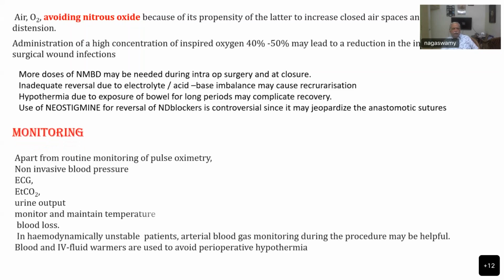Coming to monitoring, apart from routine monitoring of pulse oximetry, non-invasive blood pressure, ECG, ETCO2, urine output, monitor and maintain temperature and blood loss. In the hemodynamically unstable patient, go for invasive lines like arterial line, central line, and blood and IV fluid should be warm to avoid perioperative hypothermia.